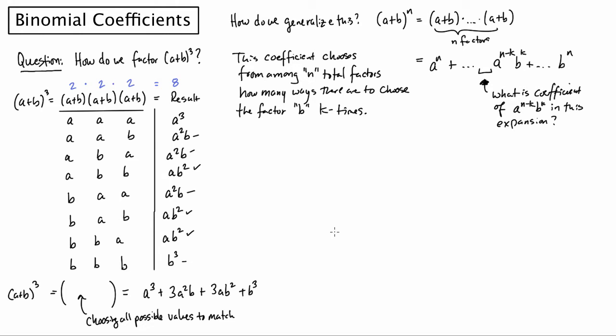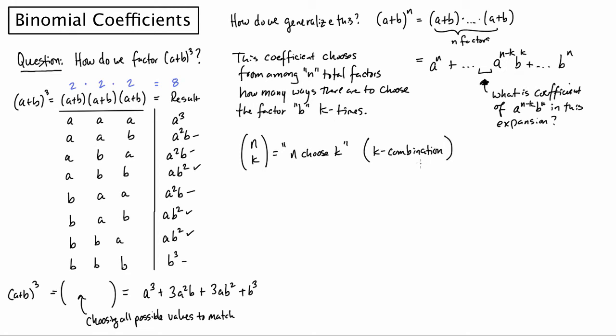So the name that we give to this is the coefficient in k, which you should read as n choose k, because literally that's what we're doing here. We have n total factors and we're choosing k of them that would be represented with b's. So this is called a combination. In fact, this would be called a k combination.